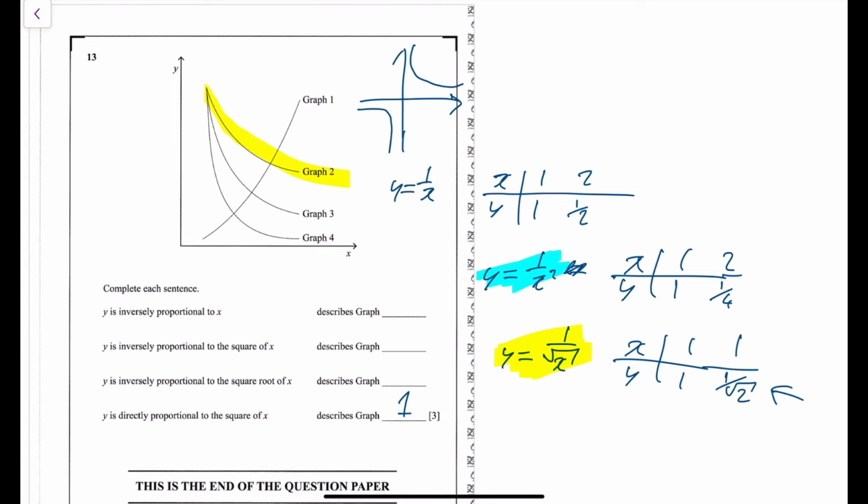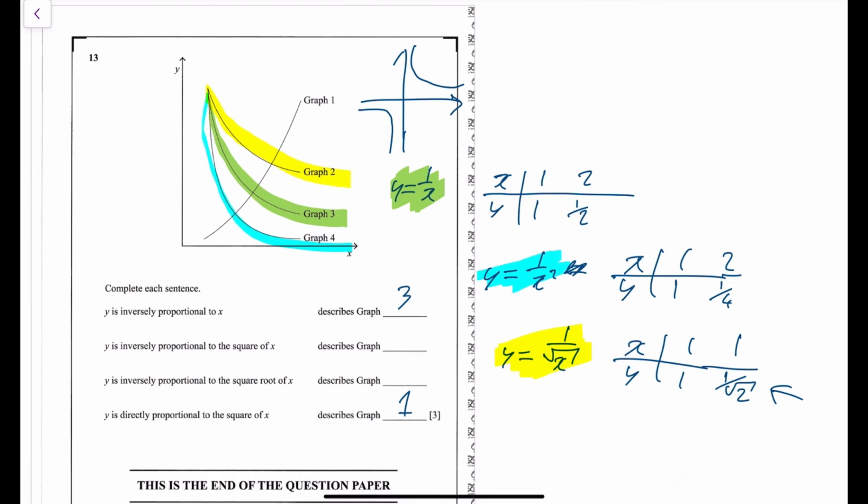This one would be the most extreme one, so it's going to be this one going down here, and this one then is going to be the one in the middle. So let's just piece those together. Y is inversely proportional to x. That was our green one, that was graph 3. Y is inversely proportional to the square of x. That was my graph 4. And y is inversely proportional to the square root of x. That was my graph 2. So that's how I would reason my way through that question.